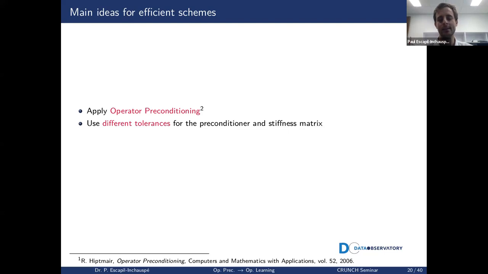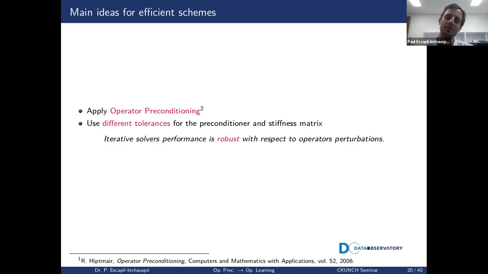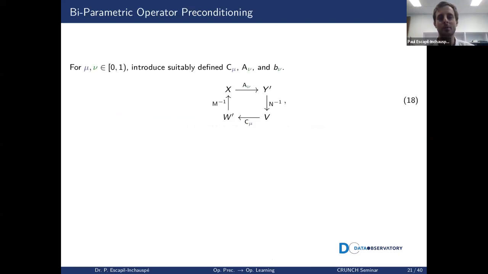It states that, well, your impedance matrix, you have to be very careful, but your preconditioner in general will be behaving very well if you use a very rough approximation. And it allows you to use different tolerances for the preconditioner on one side and the stiffness matrix. So iterative solver performance is robust with respect to operator perturbations. And this is what we're going to see now.